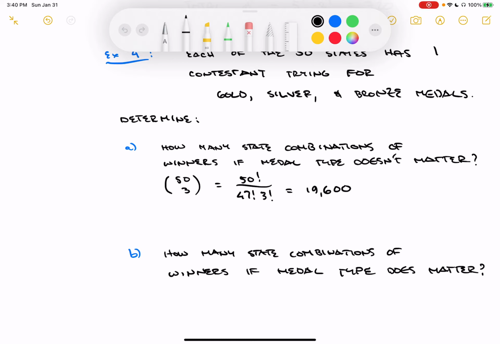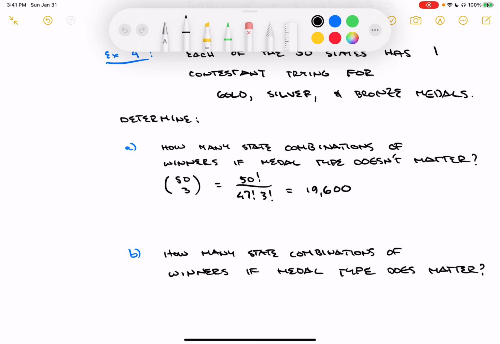And that doesn't tell us which state got which medal. That's just telling us which 3 states were the medal winners. So it's a pretty large number, probably not one that you would really want to count out. You could, in this case, reduce the dimensionality to something smaller to see if that would help you visualize the problem in a better way.